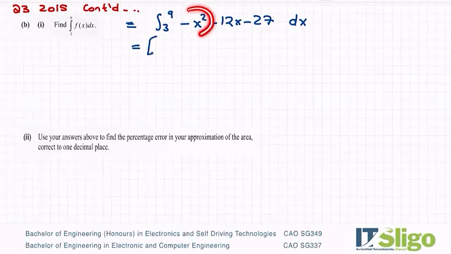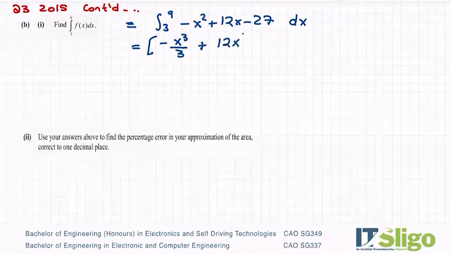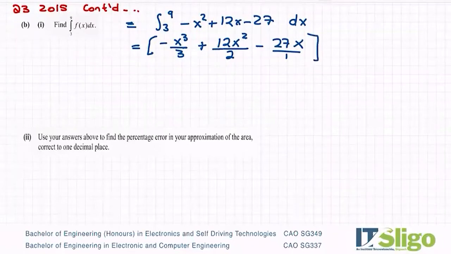you take each term and the power goes up by 1 and you divide by the new power. Okay, so 12x, the power goes up by 1, so x becomes x squared, and we divide by our new power. 27, well, the power of x goes up by 1, so we add in a power, and you could divide by 1 if you want or not, it's up to you. Okay, so we're getting the area of that curve between 3 and 9.